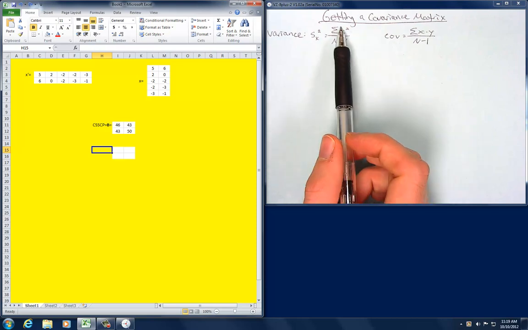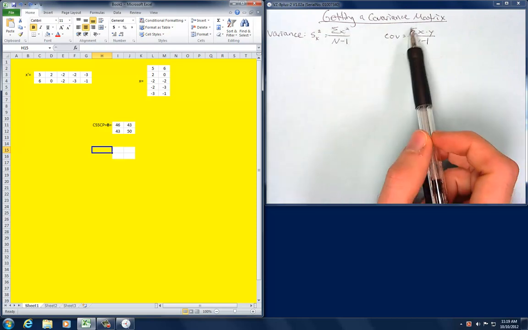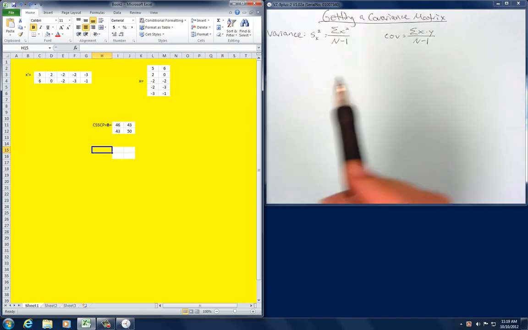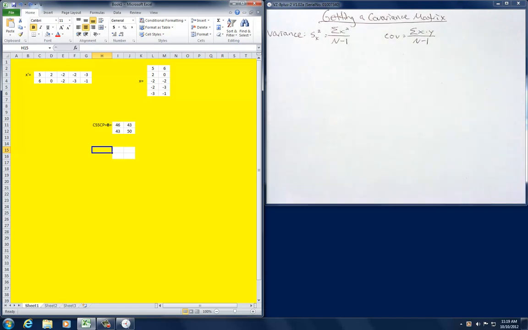We got both of these, the numerators, in video 3.8, which we demonstrated on Excel, and we came up with this resultant matrix. So remember, 46 and 50 would be the numerator for variance, the sums of squares, and your numerator for covariance, the sums of products, is 43.